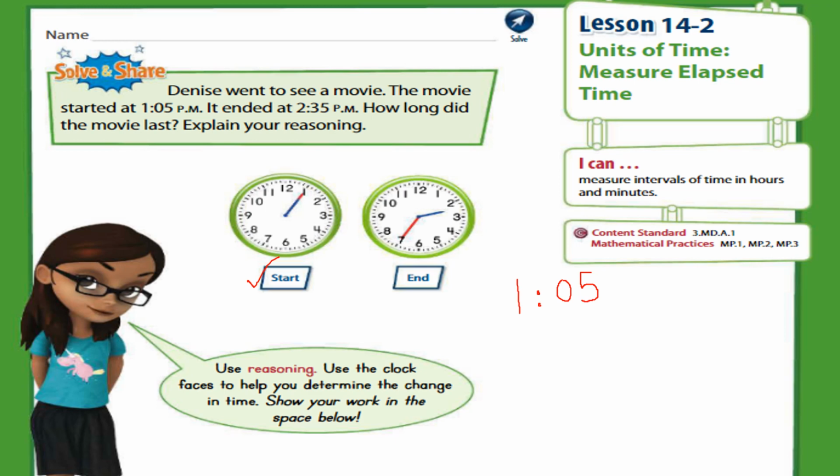Then the second step was count the hours. Very good. So at the start time the hour is 1. At the ending time the hour is 2. Also mentioned in the question, right? So how many hours do you have from 1 to 2? Excellent. We have 1 hour only from 1 to 2. Okay, so this is the second step.